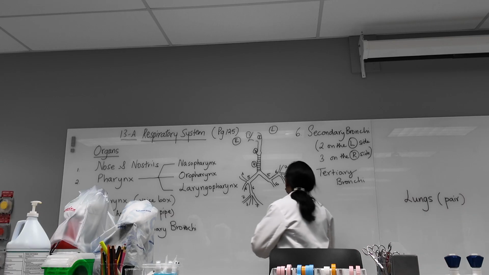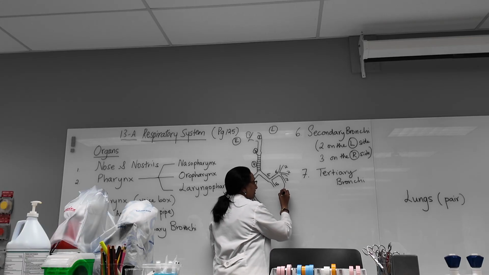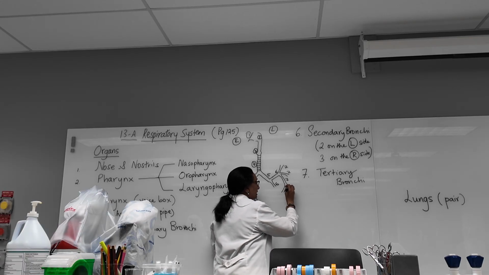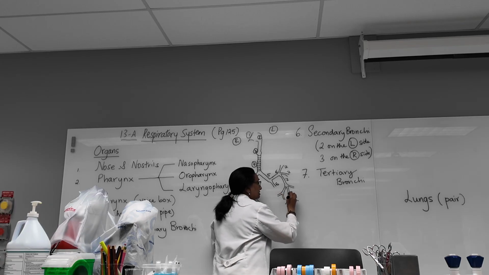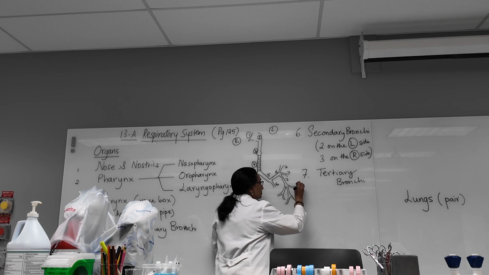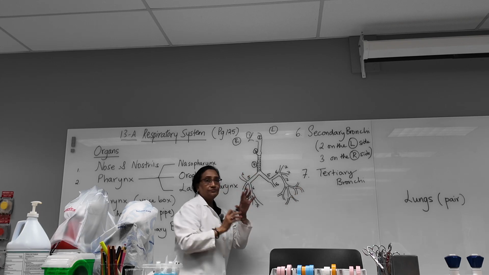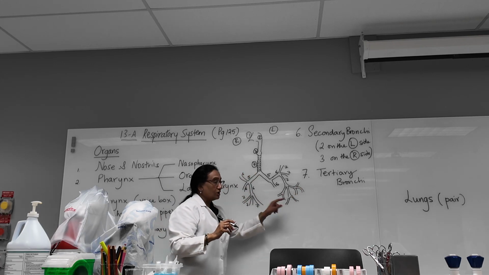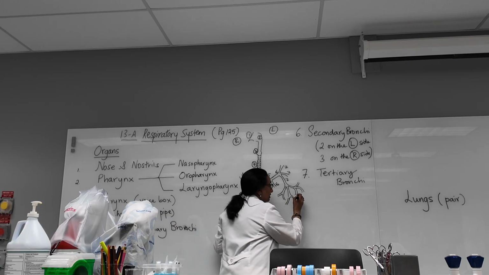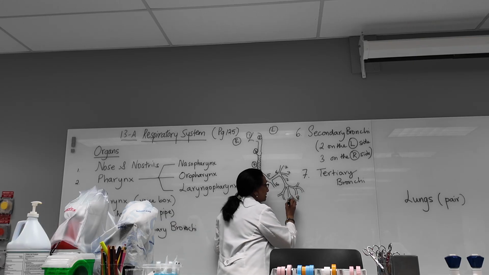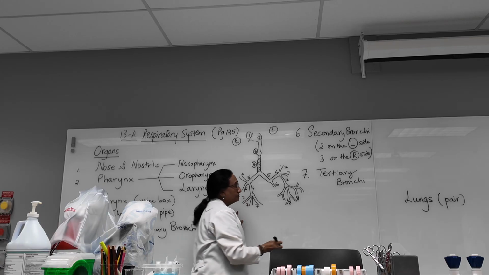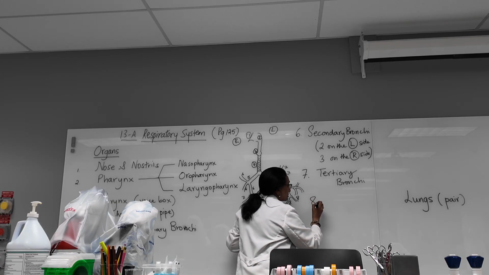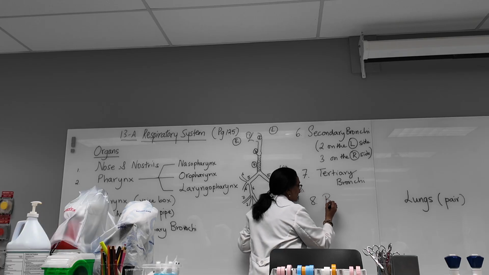And then I'm showing 7 dividing into smaller and smaller branches like that. As it goes deeper into the lungs, these will keep dividing. Okay, they become smaller and smaller. So I'm going to give this number 8. Imagine the same thing happening on the other side also. Number 8 is called bronchioles.